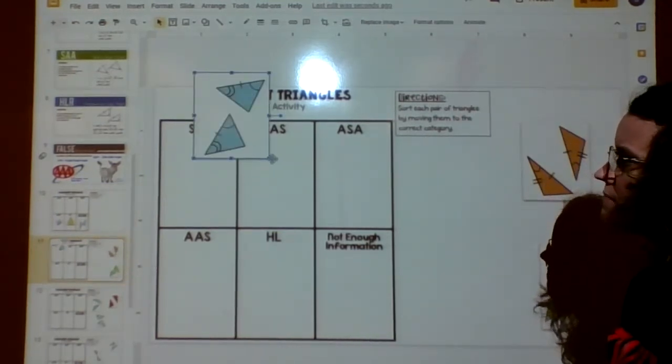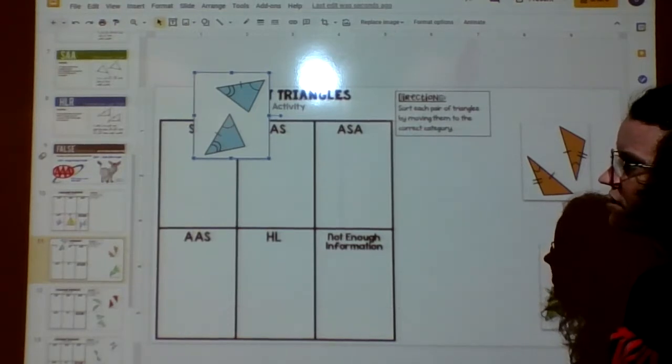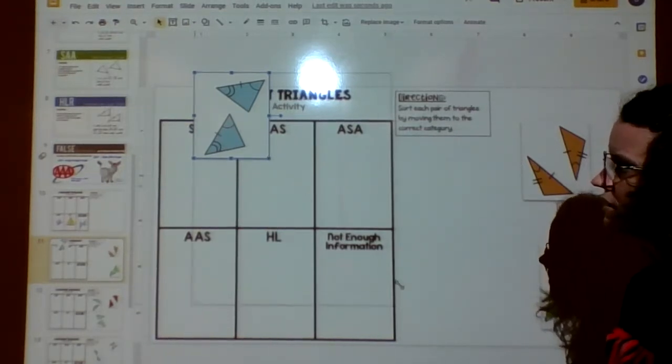So this light blue set of triangles here, let's see if they're congruent. Oh, you didn't get big. Come here, guys.